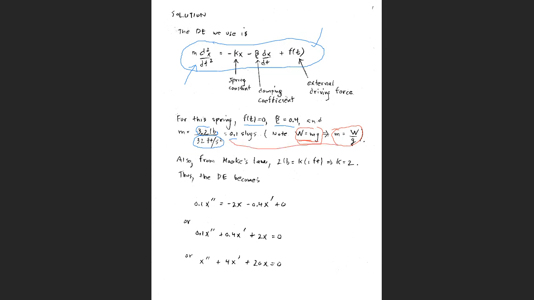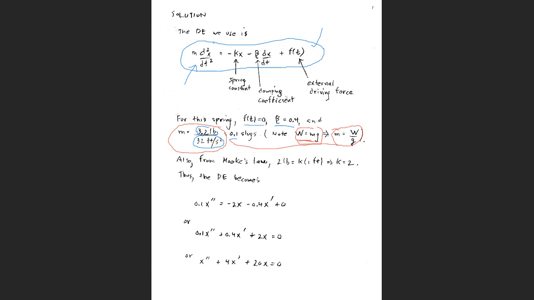So if we were given kilograms, we wouldn't divide by 9.8? That's correct. Kilograms is mass. You would not need to. Okay, that makes sense. Because if you're using the metric system, you use newtons. That's correct. That's right.